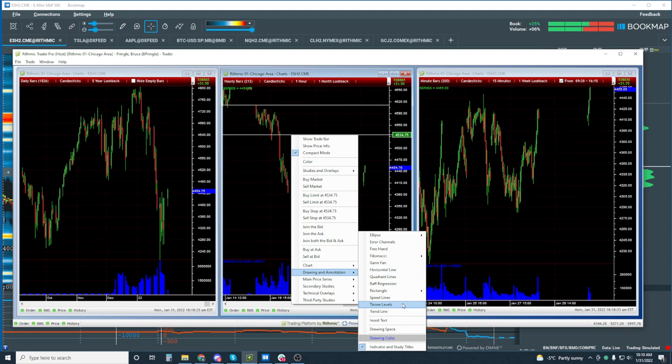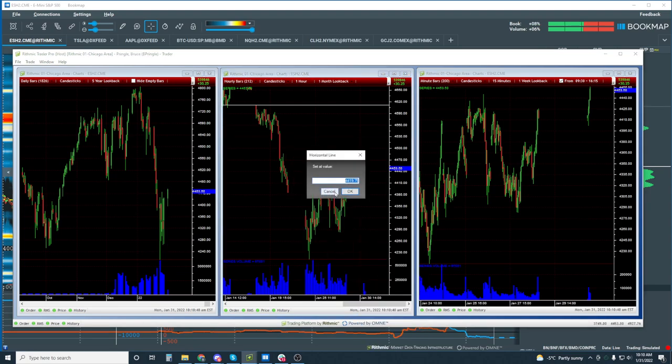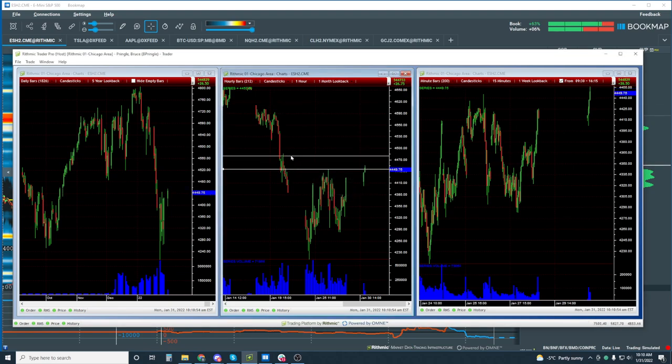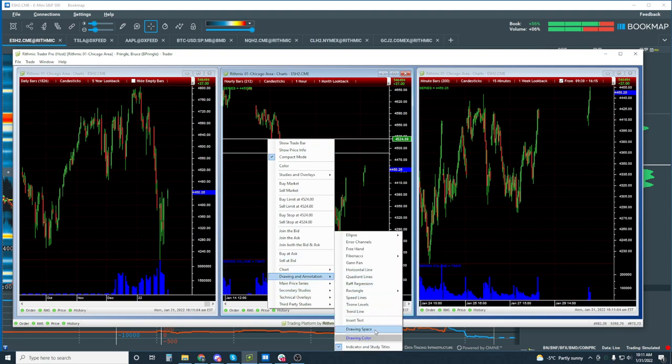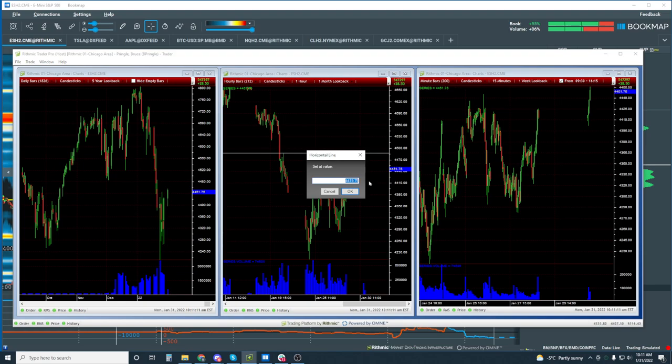A few different... where is it? Horizontal line, there we go. All right, there's our 87. Okay, and how about our 45.20? Okay, all right, so we got a couple lines there.